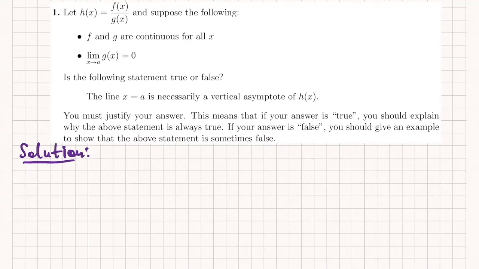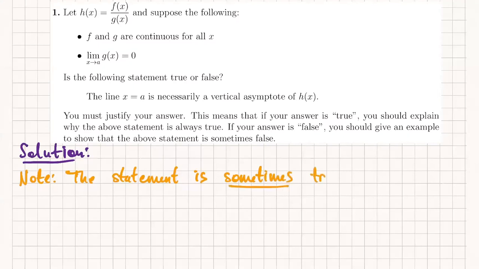So I'm going to say here, kind of in red: Note. The statement is sometimes true. Not really, because the word necessarily is there. I'll just say note, it is possible to have a vertical asymptote.